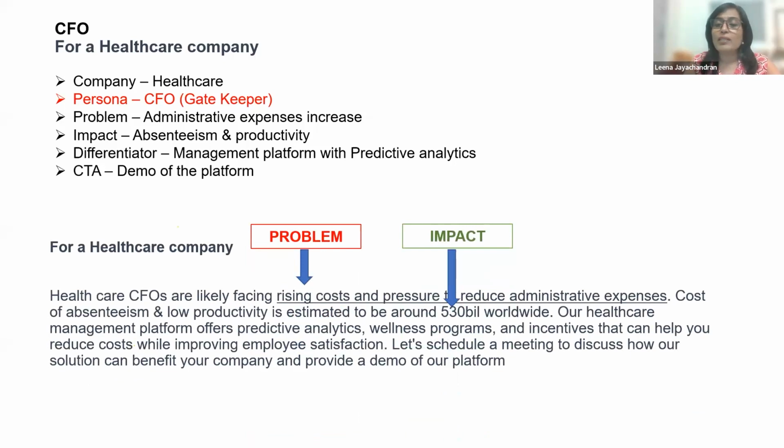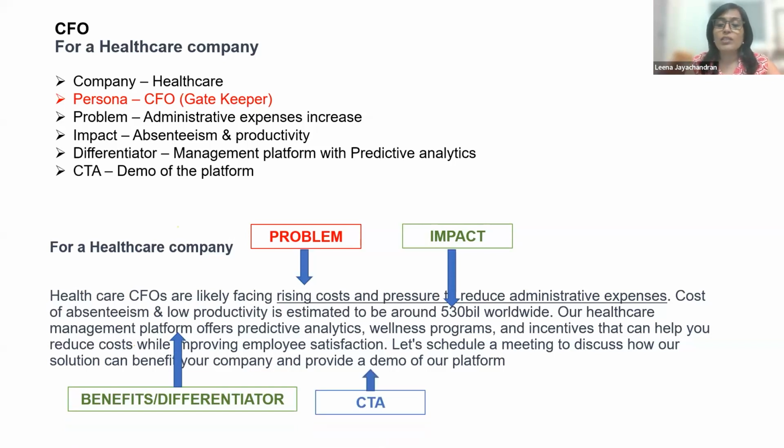You're talking about the impact, the cost of absenteeism worldwide; what we've seen is such an amount worldwide. So it suddenly gets their attention that, if I don't take action, this is the impact I'm looking at in my organization. Now you're talking about a differentiator from our side, right? When you're pitching, our healthcare management platform offers predictive analytics and wellness program incentives that can help you reduce costs while improving employee satisfaction. What's the call to action? We can provide a demo of the platform so that it can help you take a decision.